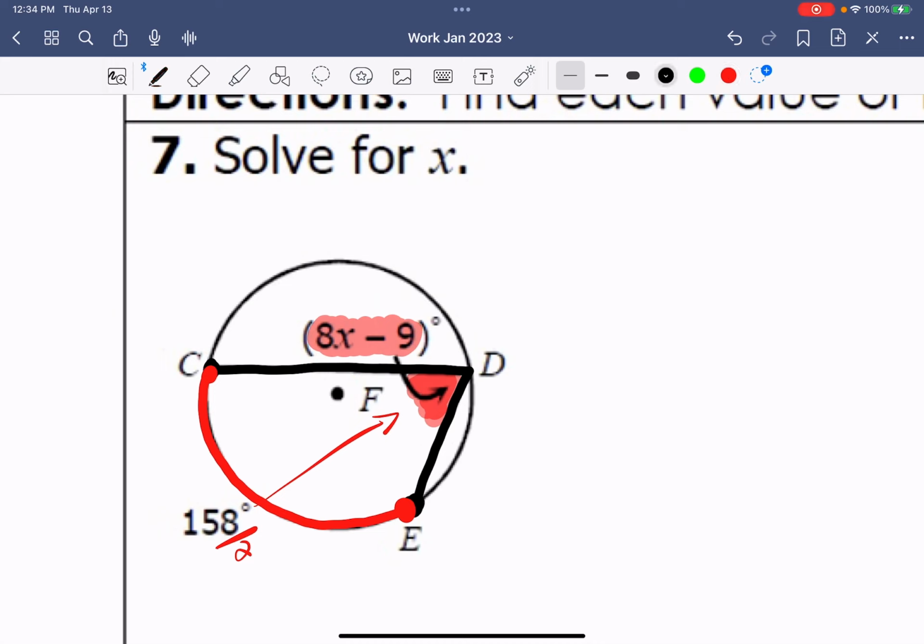And we get 79. Because this piece is 79 degrees, and it's also the equation, in this corner right here we have 79 and the equation, because the equation has an arrow pointing to the same spot, then it means those are equal. You would have 8x minus 9 equals 79. That's what you are solving for x. You add 9 to both sides.